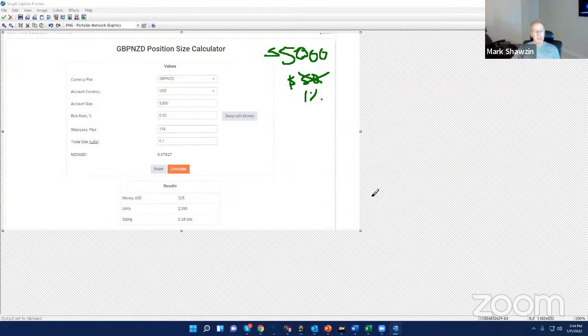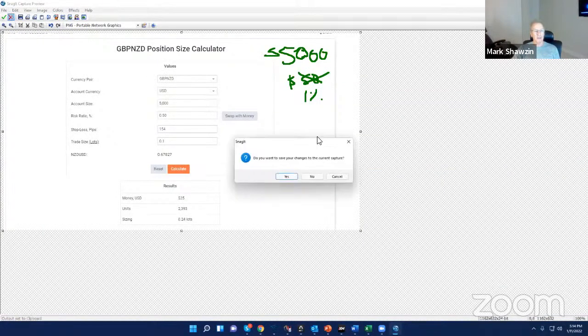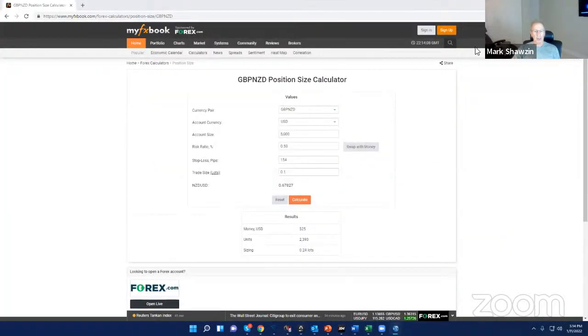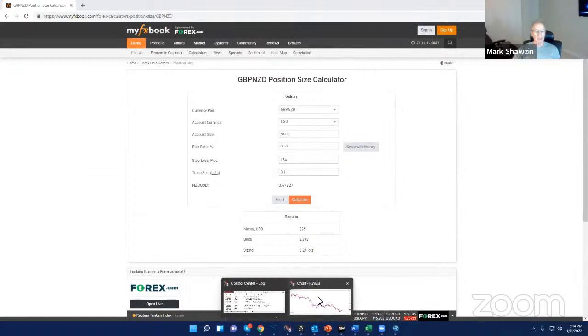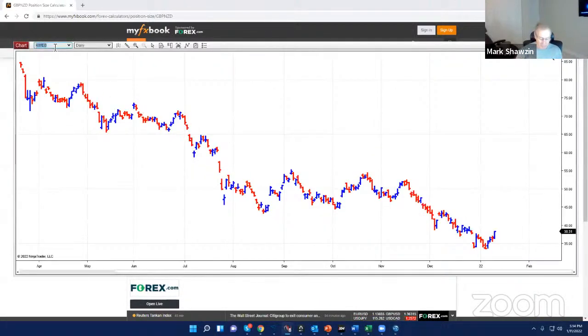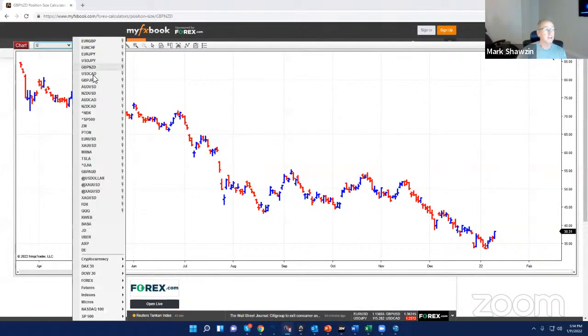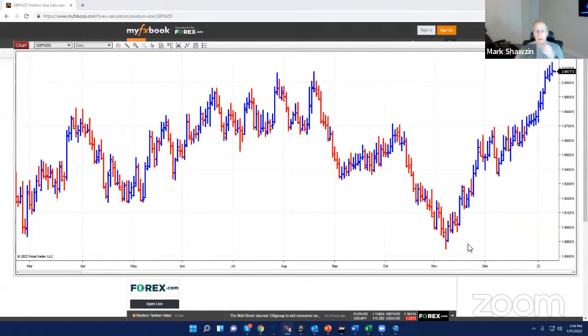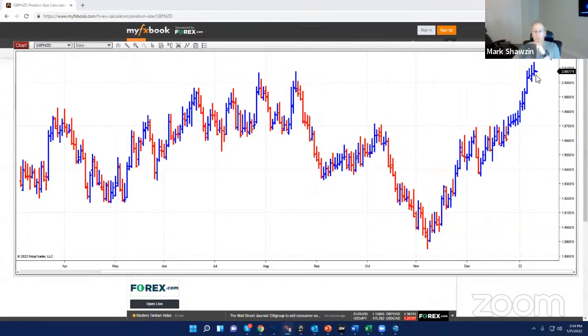So that's basically how to use this calculator. I can basically talk about anything you want. We talked about pound New Zealand yesterday. It's not moving much. I'm still long for all the reasons we talked about. You can see this thing's going straight up. It was up slightly today.